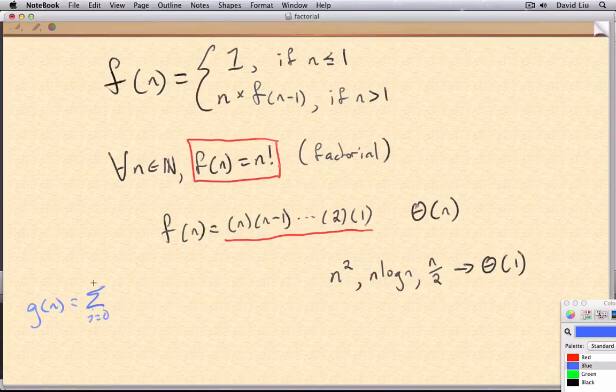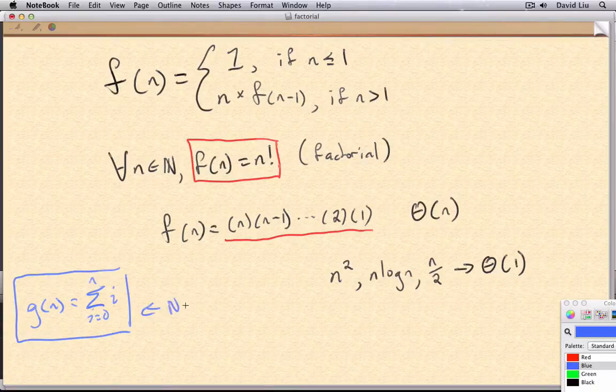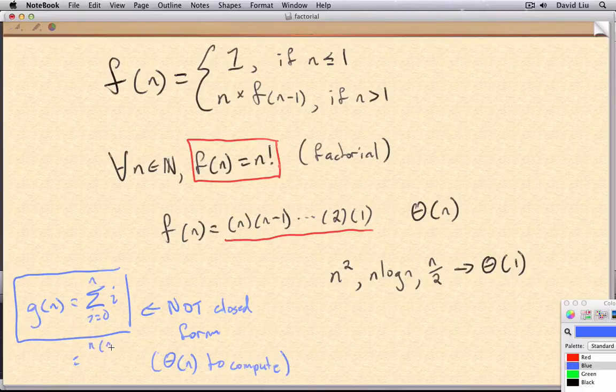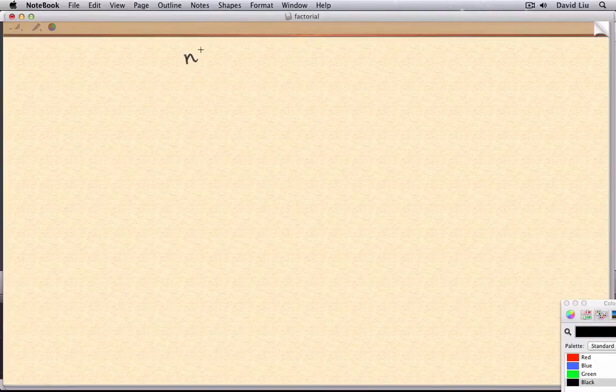Another common expression which is not a closed form is the sum from i equals 0 to n of i, for the exact same reason. It takes linear time to compute. But we know by now that the sum of the first n natural numbers does indeed have a closed form. What about factorial? It turns out we don't know what the closed form of n factorial is.